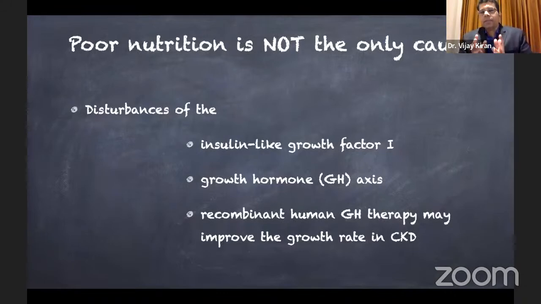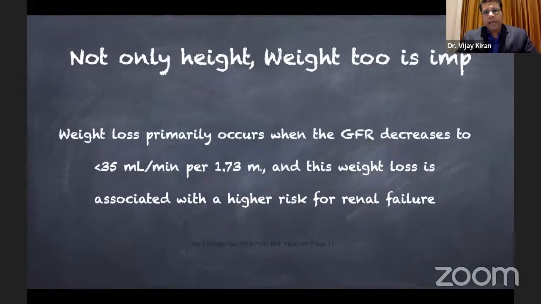A patient comes with malnourishment, poor growth in CKD. You just can't jump onto providing extra calories, extra proteins, all those things. You have to have a holistic approach. Try to look for other reasons, like we were saying, IGF, growth hormone and recombinant growth hormone therapy. All these things have to be kept in mind. Not only height, weight loss is also very, very significant.